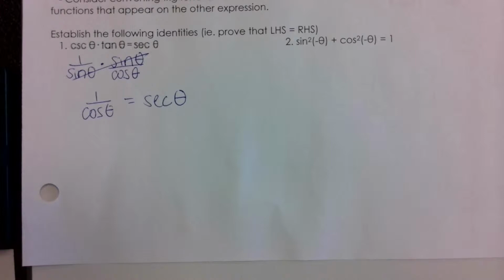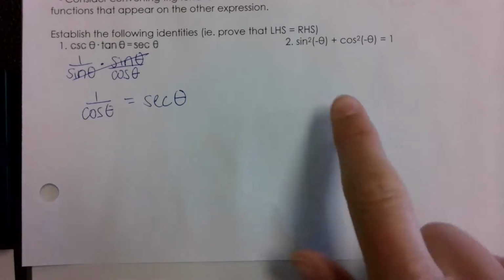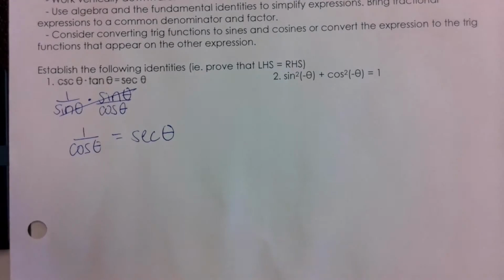Questions on that one? Alrighty. So if we're looking at the next one, number 2, we've got sine squared of negative theta plus cosine squared of negative theta equals 1. So this is those even and odd identities that I was telling you about earlier that we did talk about very, very briefly, and I don't remember what notes they're on, so I'm sorry about that.